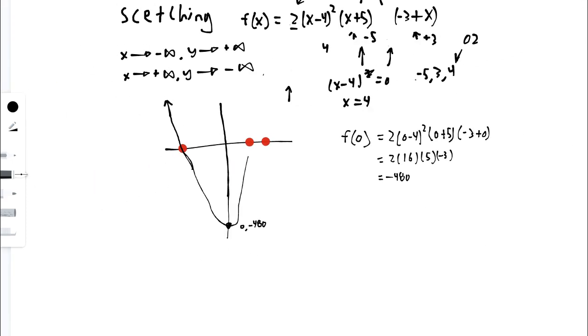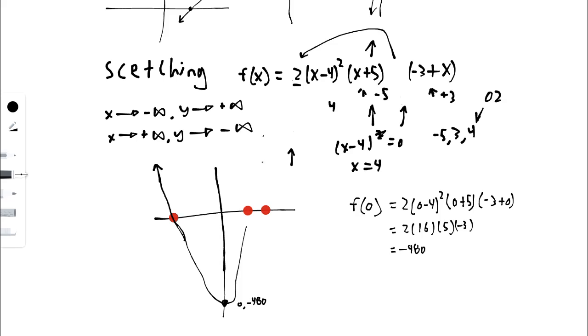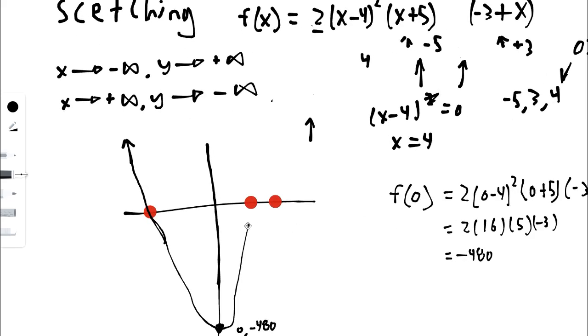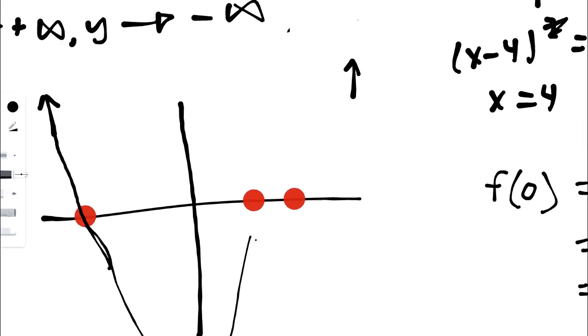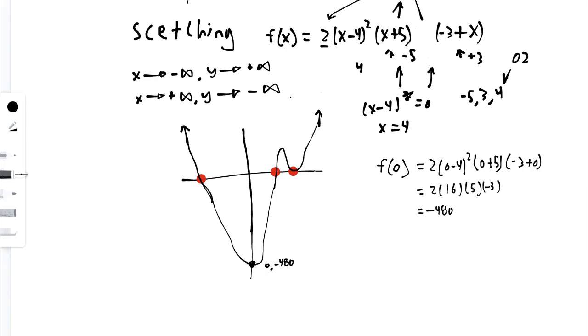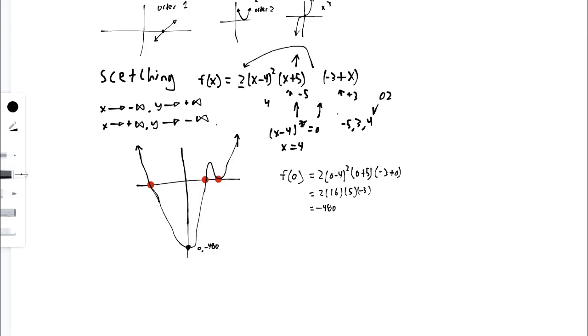Let's see. So 3, we said it goes right through because it's order 1, so it's going to go right through, and then it's going to turn around. And then for this one, remember, it's going to bounce off. And it also makes sense too. Actually, this looks a bit like a V. Let me fix that. So up, around, and then it's going to look like a parabola. So something like that. There we go. And that's how you sketch this one.